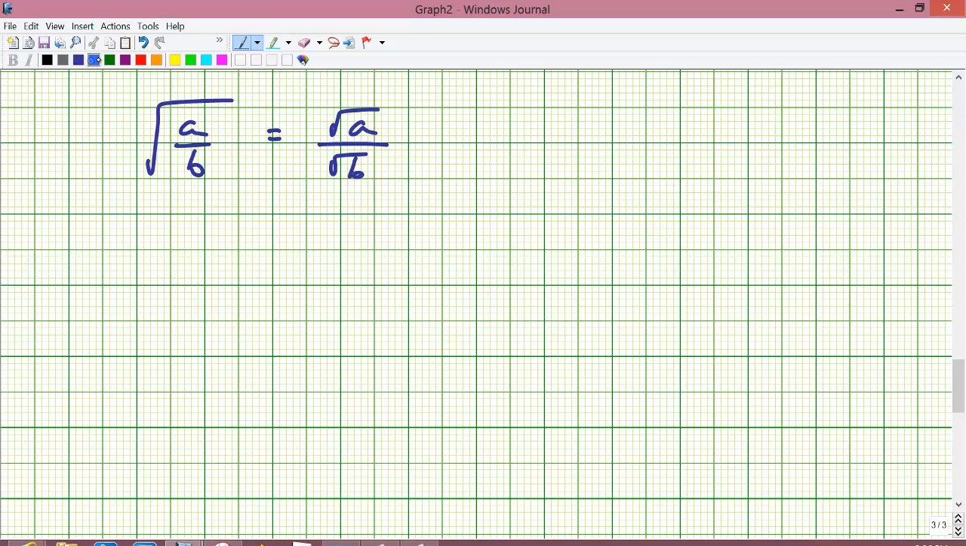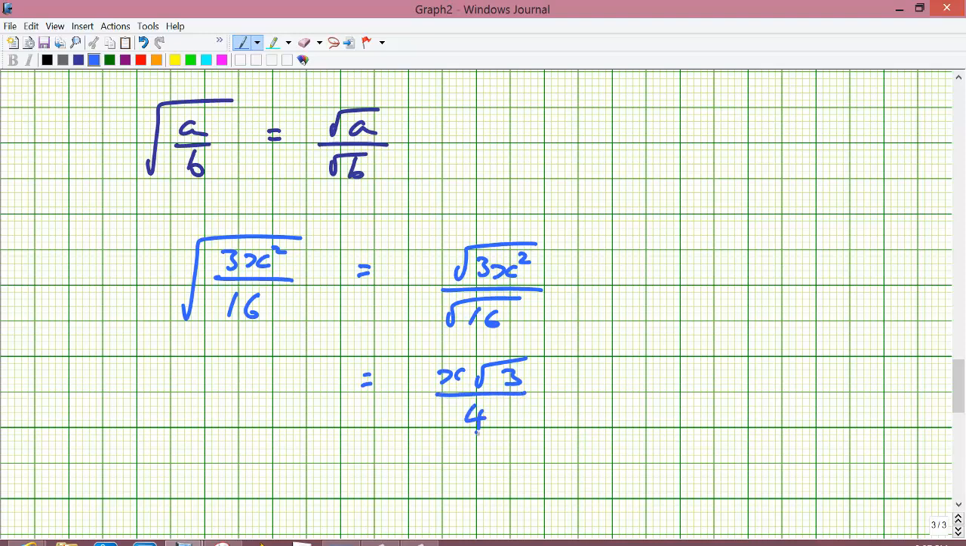So let's look at some examples. Now, you're obviously going to be applying more than one property here. So the square root of 3x squared over 16, we can simplify first of all by separating the numerator and the denominator, finding the square root of each, and then simplifying each in turn. And so that becomes something like that. Problems here, 19 through 22.